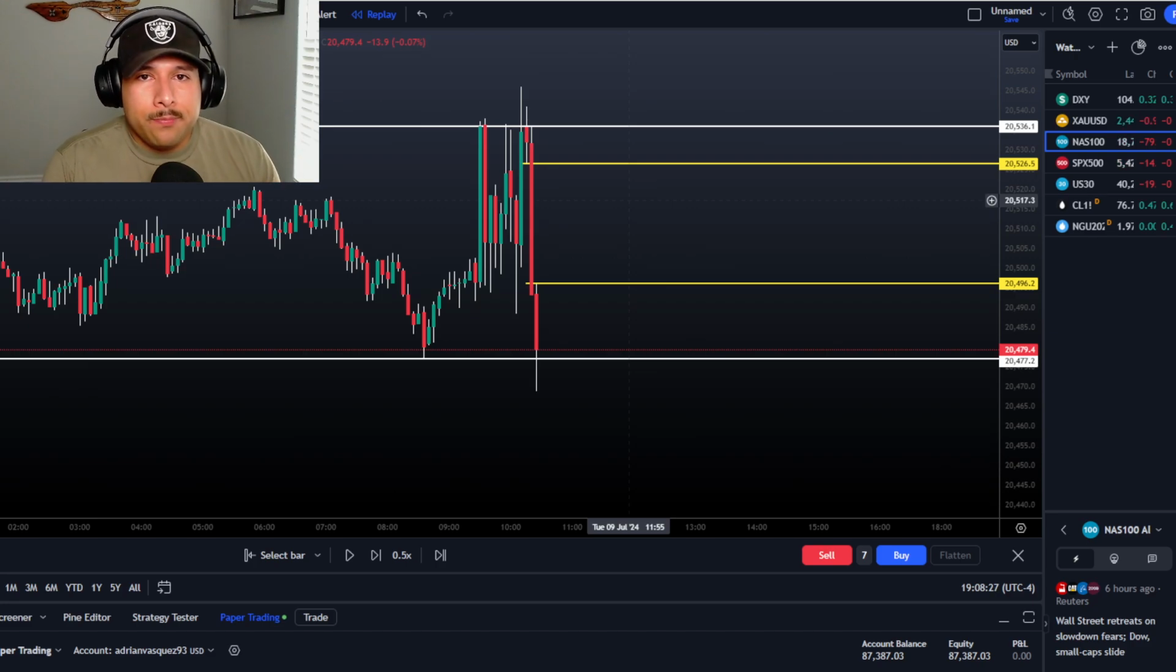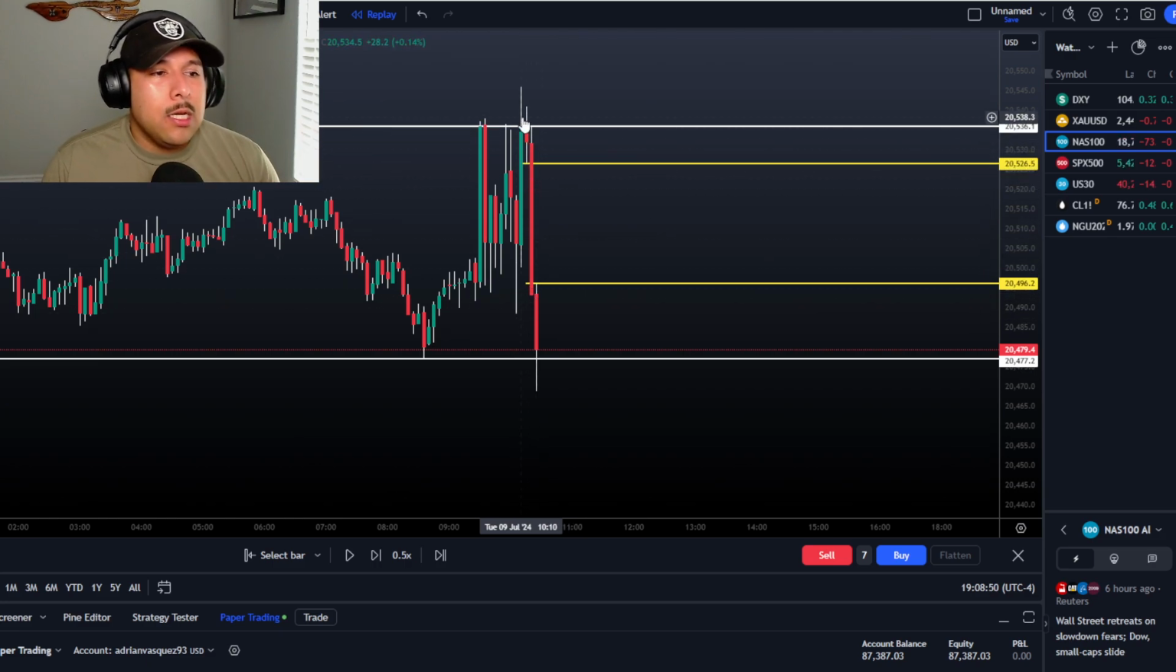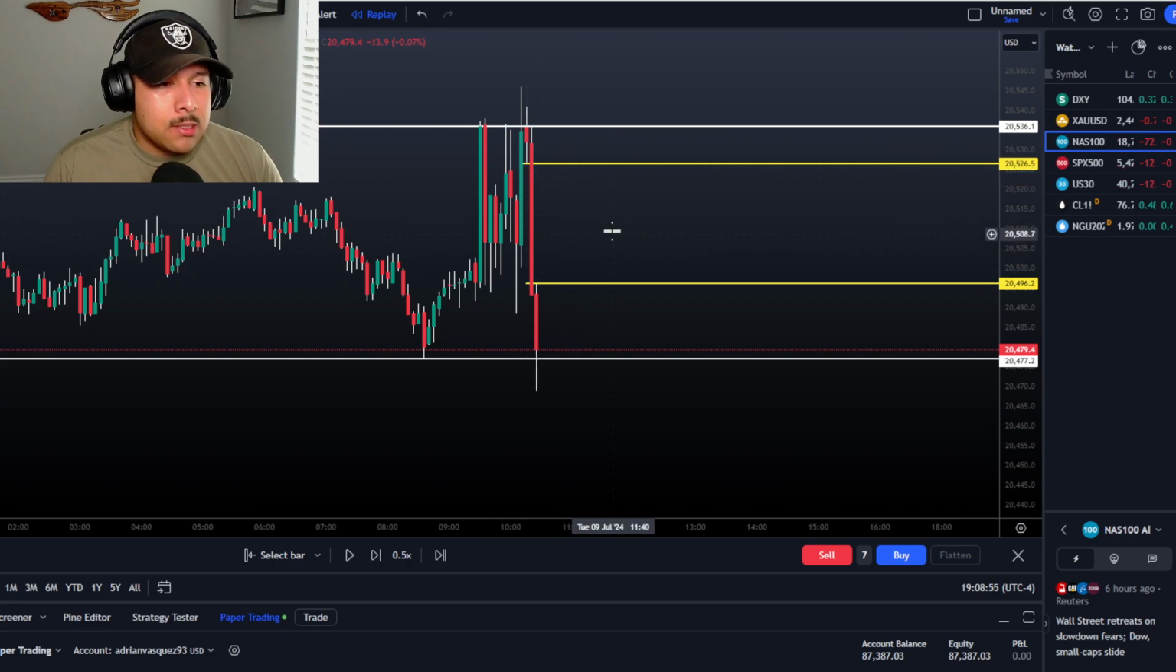So in this scenario that I'm showing you here, I have already identified my key area, which is this supply area up here, and I have already identified the direction of the trend, which will be a bearish trend. So I'm waiting for price to retest this area, and from this area I'm looking for some kind of reaction, which we just got here. Okay, we left a huge imbalance.